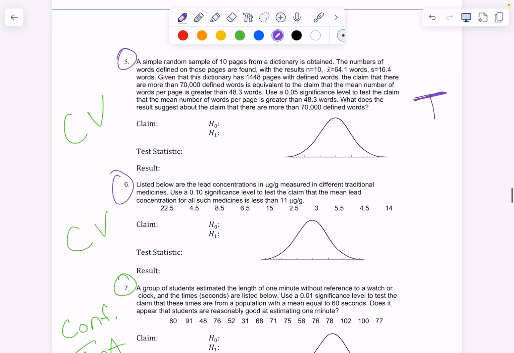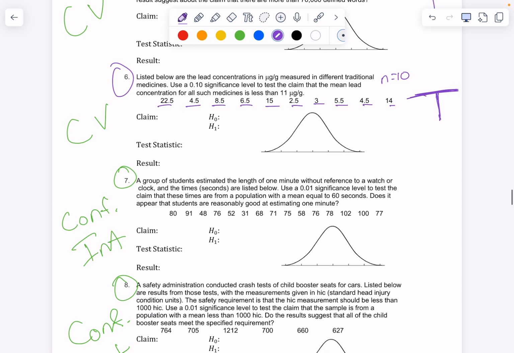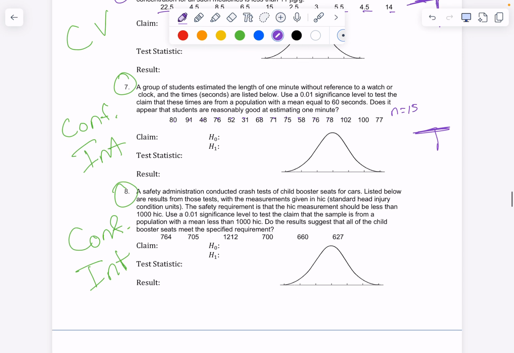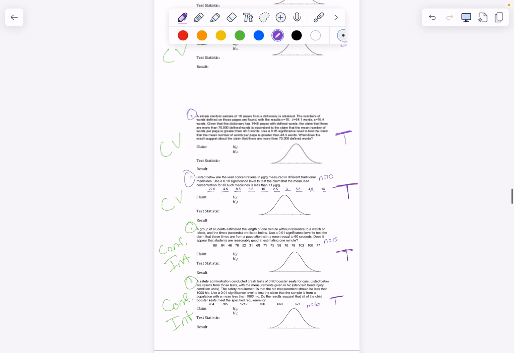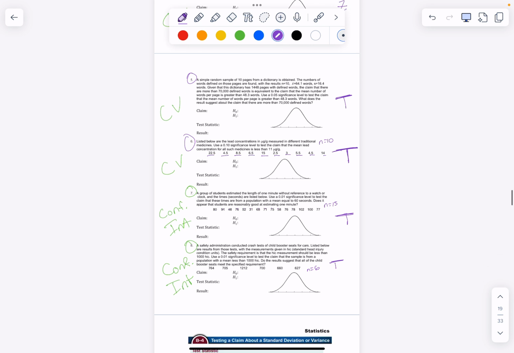What about number 6? Do they tell you what n is? No, you just count the numbers. 1, 2, 3, 4, 5, 6, 7, 8, 9, 10. N is 10, so that is the T again. Number 7: n is 15, so T again. Number 8 is 6, so T again. Good. Confidence intervals for 7 and 8. So the whole front side you use the Z chart, the whole back side you use the T chart, basically.